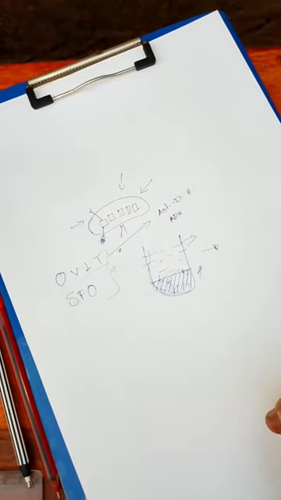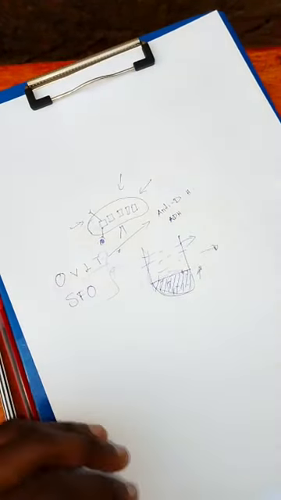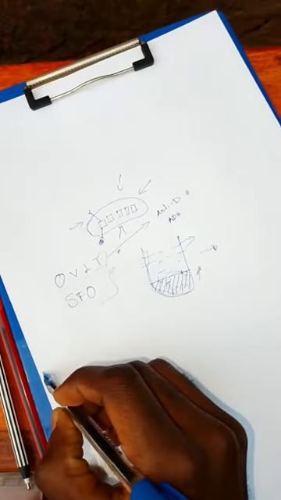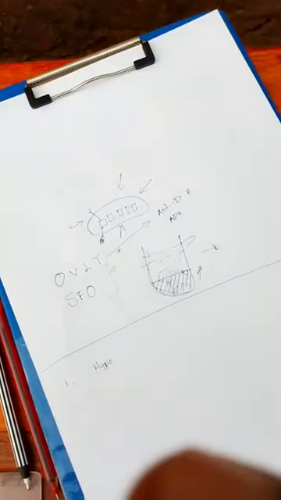So now, having talked about the mechanism of thirst, we can also ask ourselves, what are the types of thirst that we have? So we have two types of thirst. We have what we call hypo.